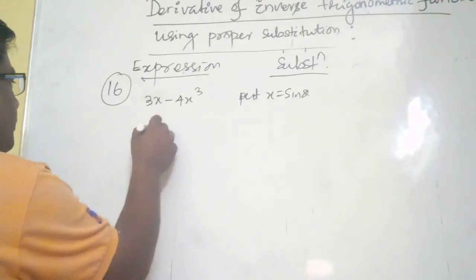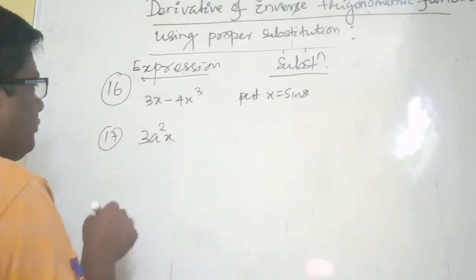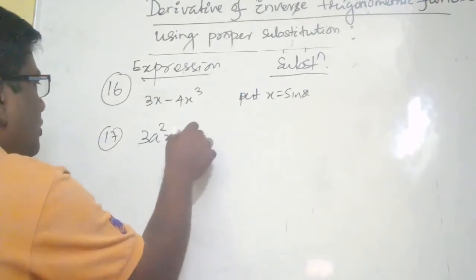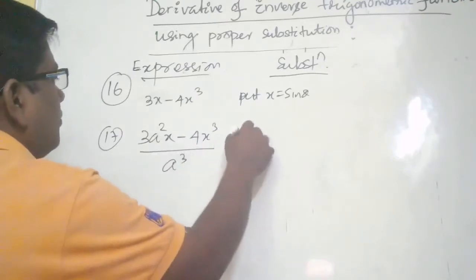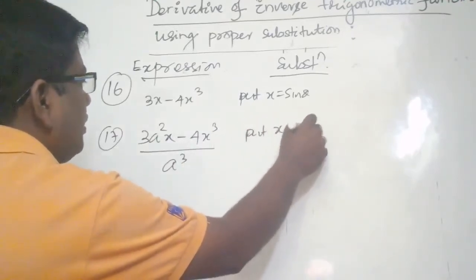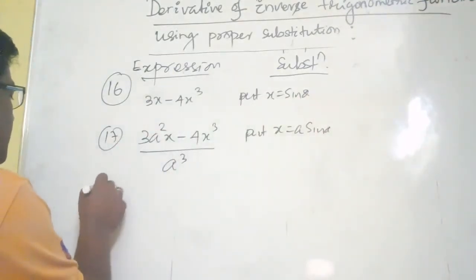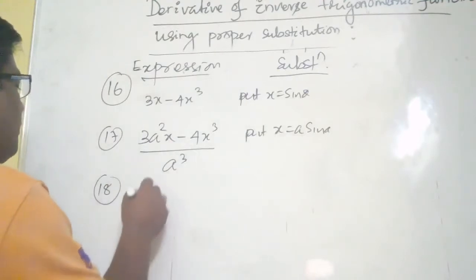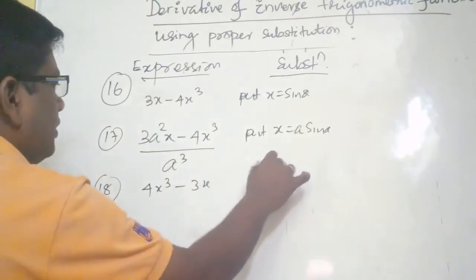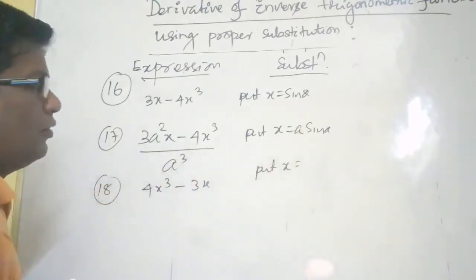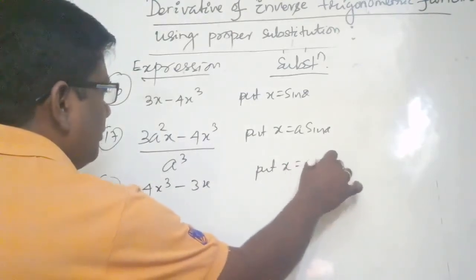If this is 17, 3a square x minus 4x cube divided by a cube, put x is equal to a sin theta. Clear? And this is 17, this is 18: 4x cube minus 3x. Put x is equal to what? x is equal to cos theta.